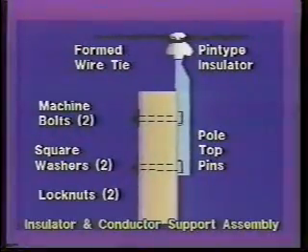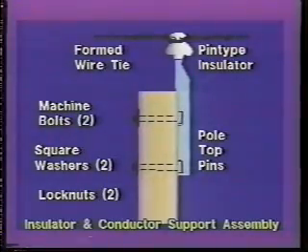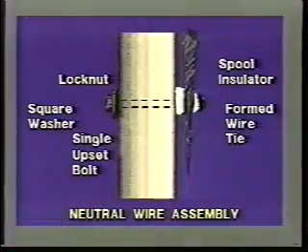Normally, these single-phase lines use one pin-type insulator mounted on a steel pole-top insulator pin. The insulator pin is fastened to the pole flange side out for maximum cantilever strength. The attachment is made with machine bolts, square washers, and lock nuts. The conductor is tied to the top groove of the insulator by formed wire ties. The neutral wire is generally one conductor size smaller than the main conductor.